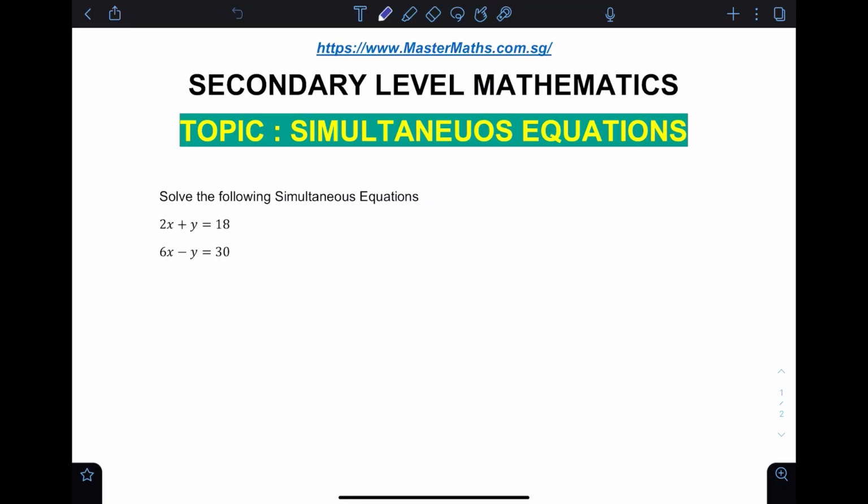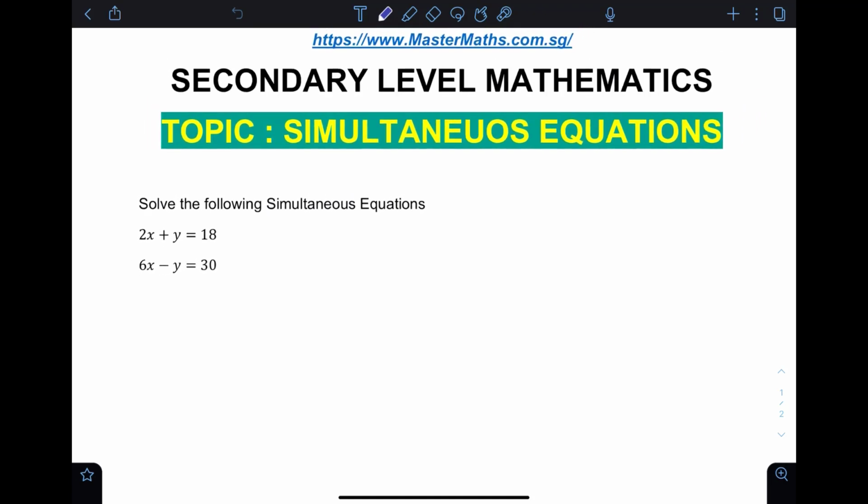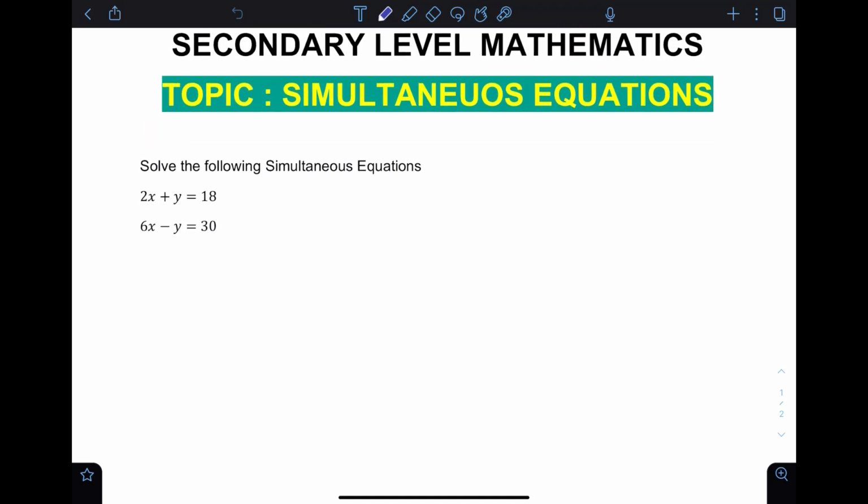Now we have an elimination technique that we can use in this simultaneous equation. Of course, you can practice via substitution as well, that's fine. But today let's use the elimination method. To use the elimination method, whatever you want to eliminate, let's say you want to eliminate y, you want to take away y, make sure that the coefficient, the numerical value, is the same. So both are 1 here, very nice.